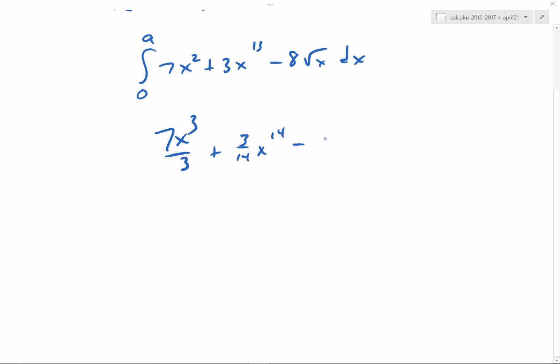And that's going to be 2/3 times 8, so 16/3 x to the 3/2, and go from 0 to a. So plug your a in at the top, plug your 0 in at the bottom, and this thing needs to equal 1 when you're done. Mr. Grimm, that's going to be 7a cubed over 3. How am I supposed to solve this?